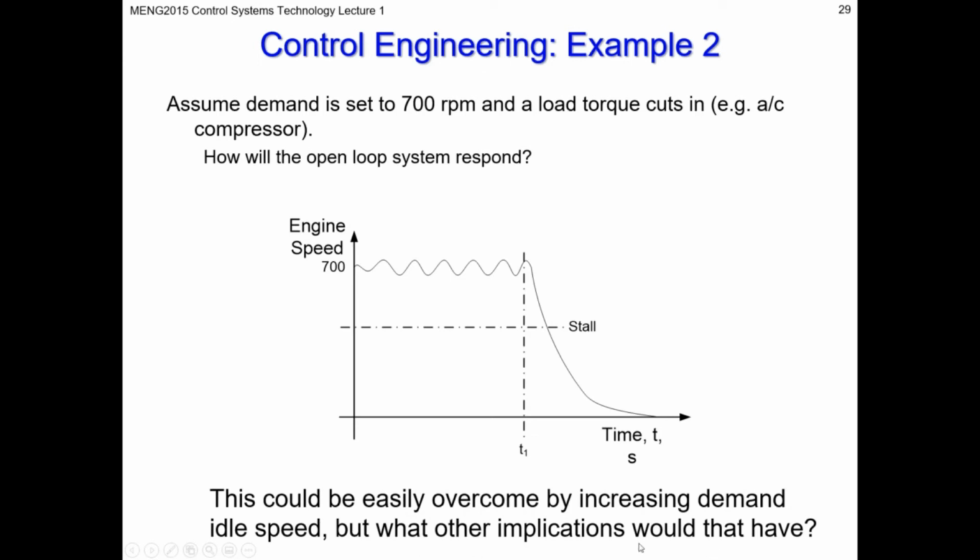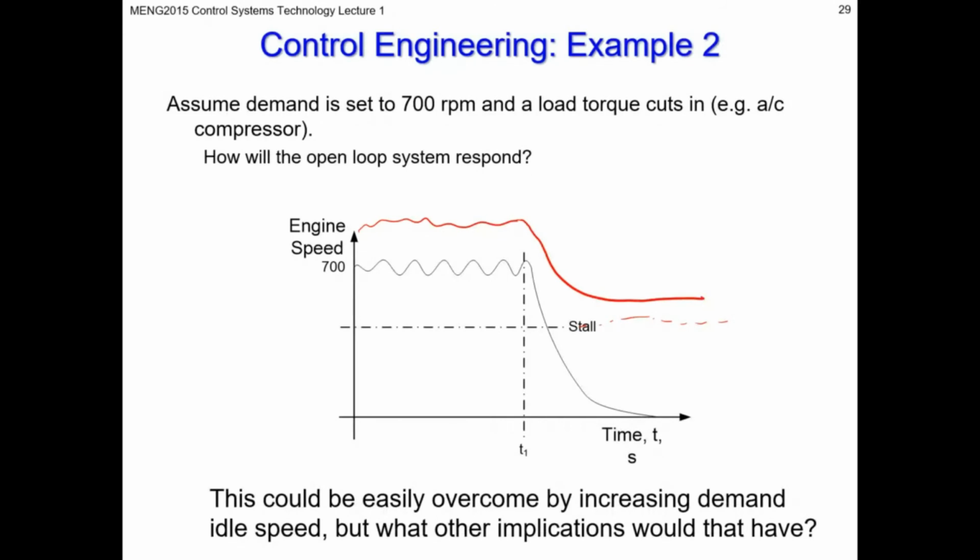Now you could overcome that by increasing the idle speed. So if you increase the idle speed to 1000 RPM, when that load torque came in, it might drop down sort of like this. So you might be up here instead. And when the load torque comes in, instead of going down below stall, it just drops down here somewhere. Right? So it doesn't stall, but it's still way below your set point.